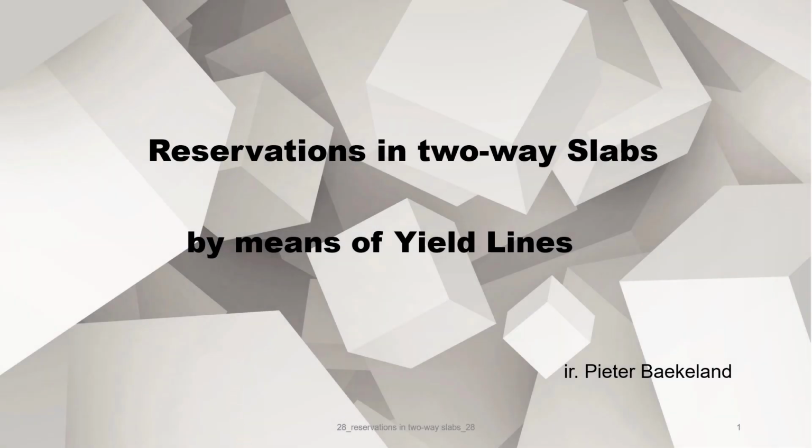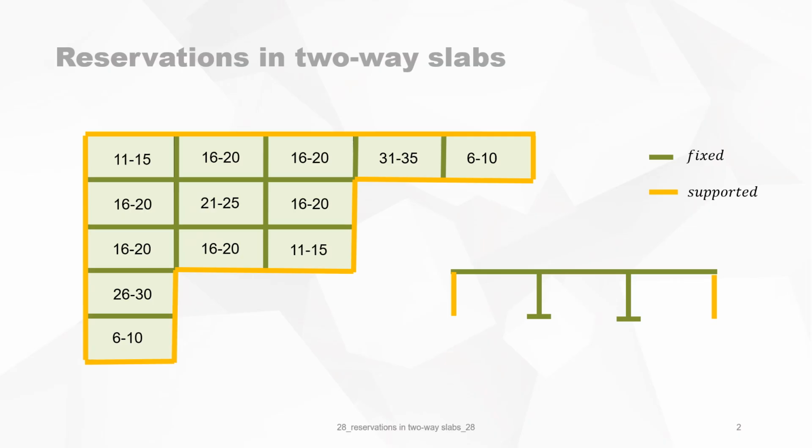Reservations in two-way slabs by means of yield lines. This video will deal with cases 26 to 30. It means it's about slabs which are fixed on the longest side, on opposite sides fixed, and on the shorter side they are simply supported.